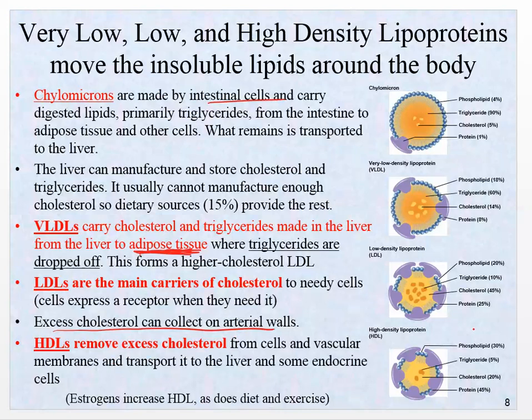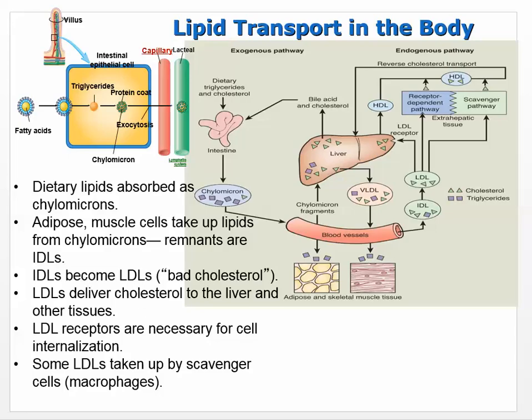And then the HDLs. The HDLs are much more protein and much less cholesterol. So the darker orange here is the cholesterol. It has not as much cholesterol, and more protein comparatively, and so that's actually trying to clean it up. Okay, it's trying to pick up cholesterol from cells and vascular membranes and transport it to the liver and maybe some endocrine cells. Okay, and then I have here that estrogens can increase HDL, as well as diet and exercise. Estrogen actually has a protective role in many things.